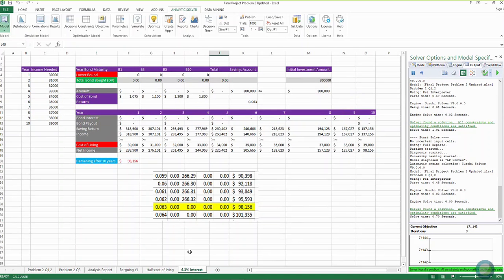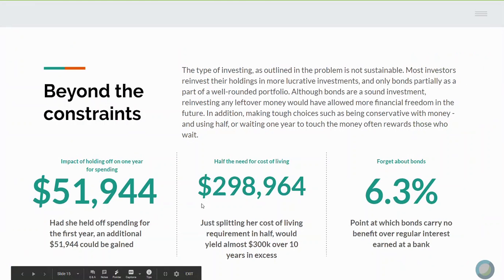And lastly, we evaluated the cutoff point at which bonds were no longer viable and interest rate was actually a smarter way of investing money. So at 6.3%, bonds are no longer viable or beneficial for you to invest your money in. So for this particular model, that's where we'd say you can stop and just ride the interest. And those are the constraints visualized.